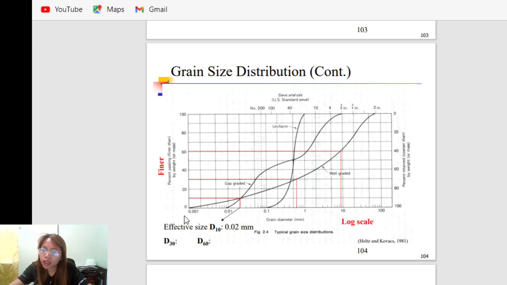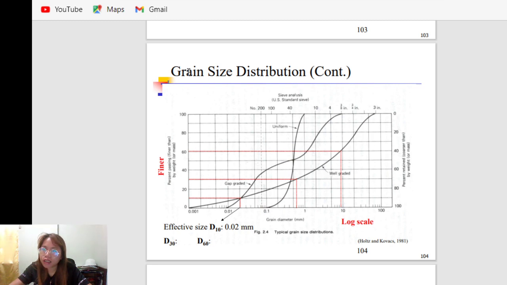distribution of soil. So where is the 10, right? You project it there. Then using this curve, the well-graded curve, you project it there. That's why the effective size, the D sub 10, is 0.02 millimeter.